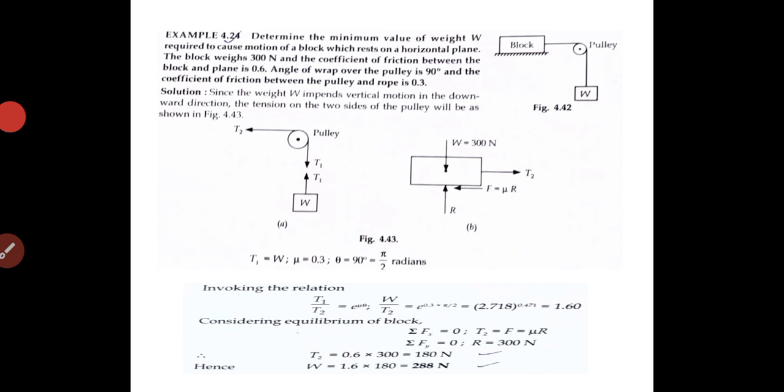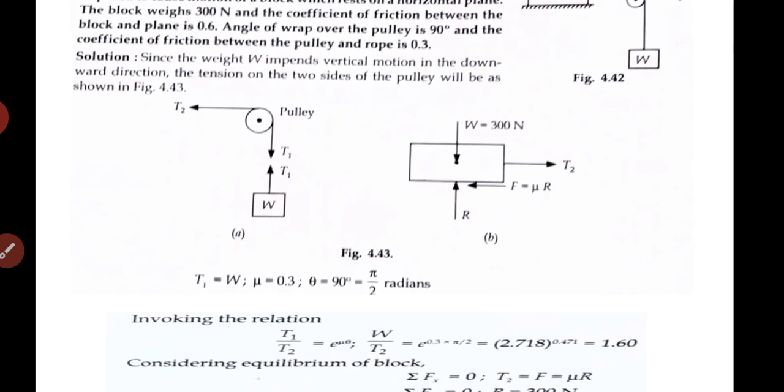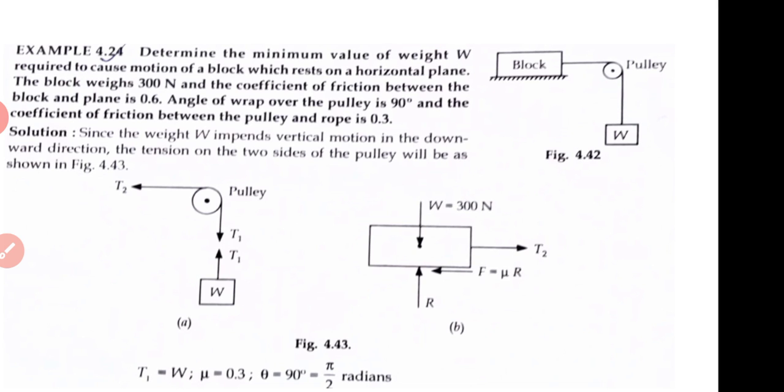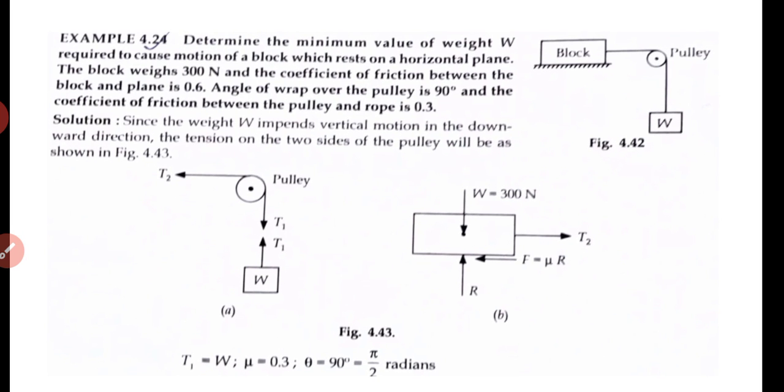This is the last problem. Again, determine the minimum value of weight W required to cause motion of the block which rests on the horizontal plane. The block weighs 300 Newton and the coefficient of friction between the block and the plane is 0.6. The angle of wrap over the pulley is 90 degree and the coefficient of friction between the pulley and rope is 0.3.